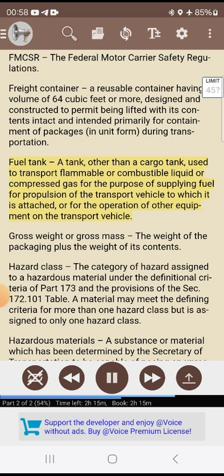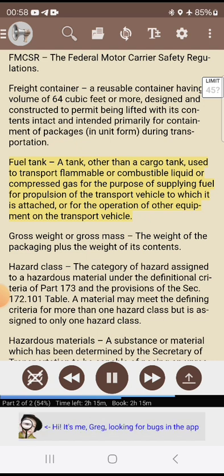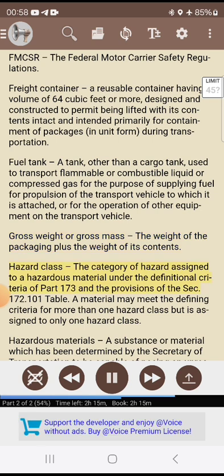Fuel tank: a tank, other than a cargo tank, used to transport flammable or combustible liquid or compressed gas for the purpose of supplying fuel for propulsion of the transport vehicle to which it is attached, or for the operation of other equipment on the transport vehicle. Gross weight or gross mass: the weight of the packaging plus the weight of its contents. Hazard class: the category of hazard assigned to a hazardous material under the definitional criteria of Part 173 and the provisions of the Sec. 172.101 table. A material may meet the defining criteria for more than one hazard class but is assigned to only one hazard class.